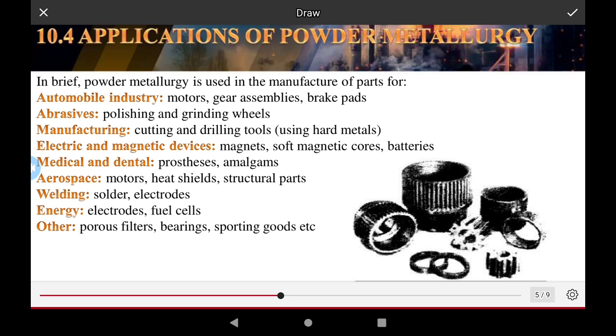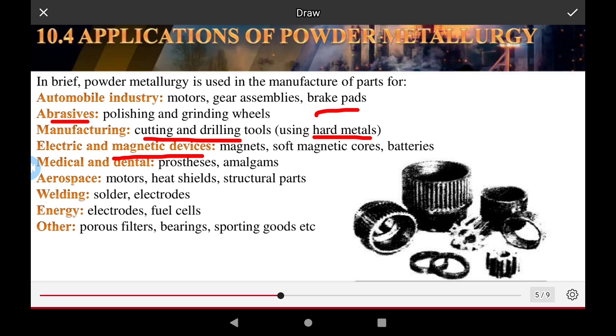The automobile industry is also an application of powder metallurgy, making motors, gears, assemblies, brake parts, and other extra components. Abrasives are another application: polishing and grinding wheels are required for powder metallurgy in the finishing process. Manufacturing cutting and drilling tools use hard metals, an application of powder metallurgy, as well as electric and magnetic devices.